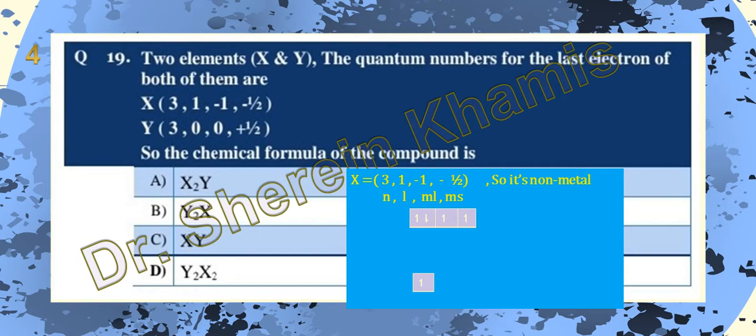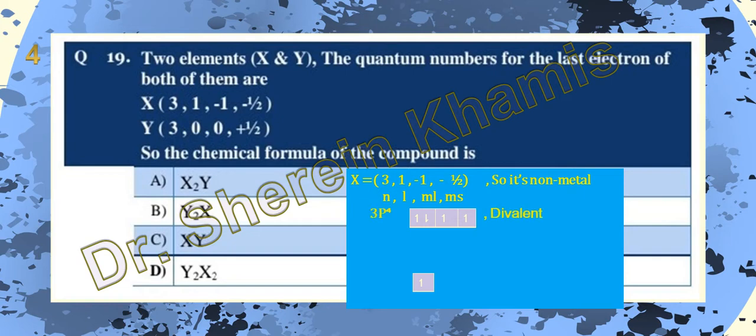We will stop at 3p. Why? The subsidiary quantum number is l = 1, so we are in sublevel p, and the magnetic quantum number is -1, so we have only one electron taking the opposite direction. Here we have ml, and the spin of -1/2 means that we are discussing a non-metal.